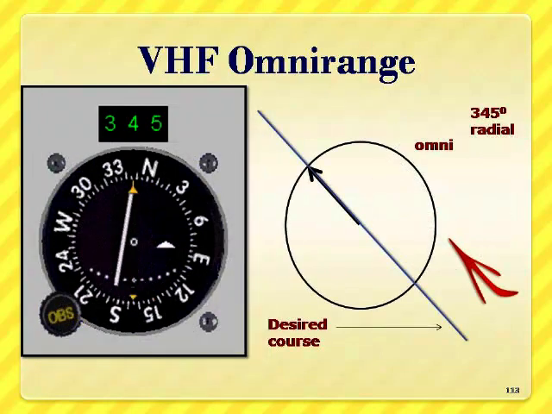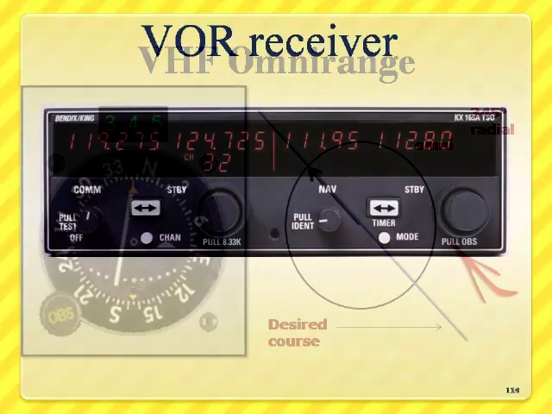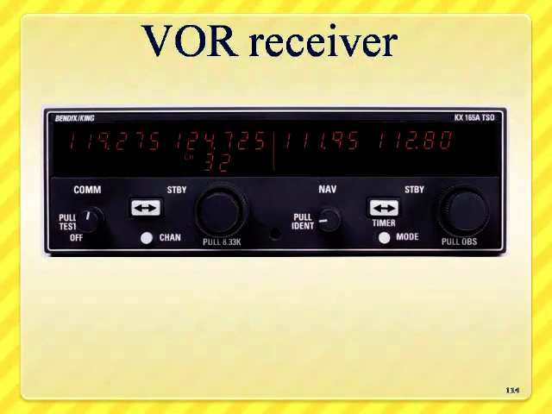Otherwise, there will be deviations from this towards the left or right, and accordingly the pilot will move the aircraft to make it central. The desired course is shown in this diagram as a red line, and the aircraft will be aligned with this. The receiver for the VOR system is shown in this diagram, which will have the set buttons, and the frequency of operation is displayed.